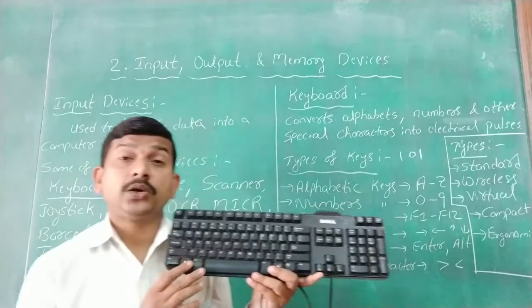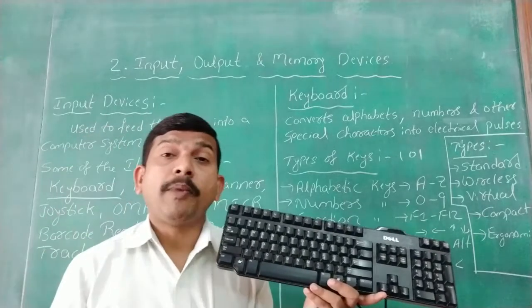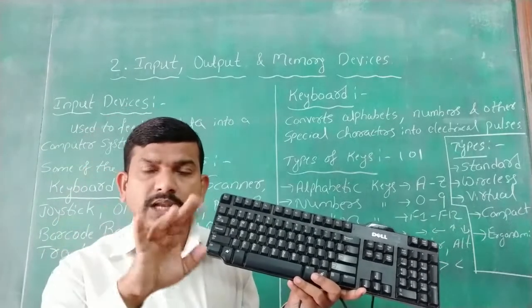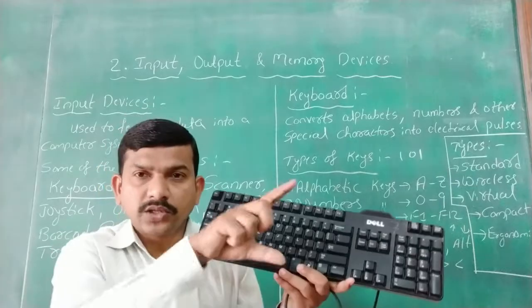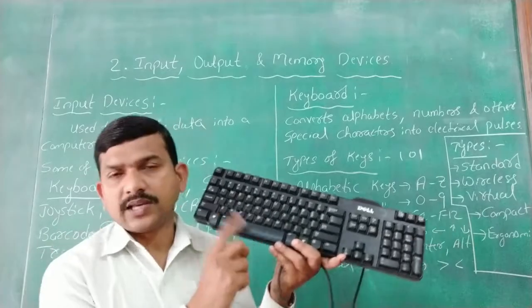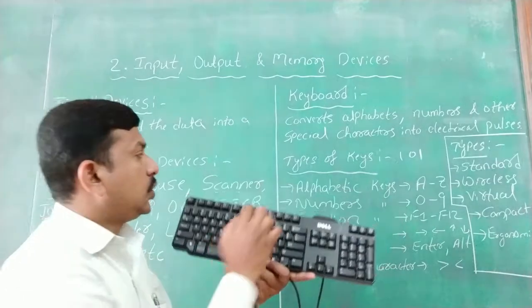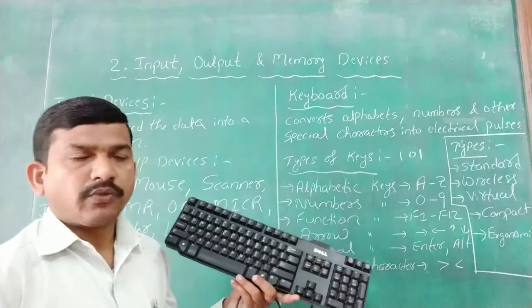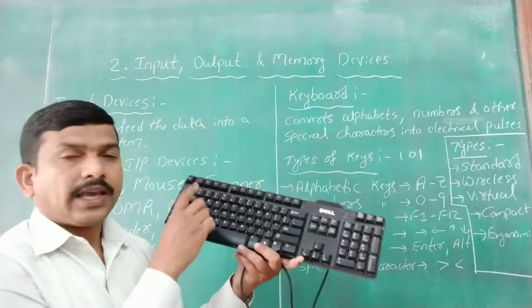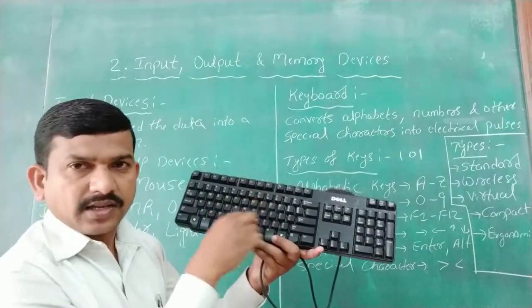This is similar to your mobile keyboard, when you are typing messages, the keyboard that appears looks the same. Is it clear? So which keys come here? Those are the alphabet keys. From where to where? A to Z, A, B, C, D up to Z.